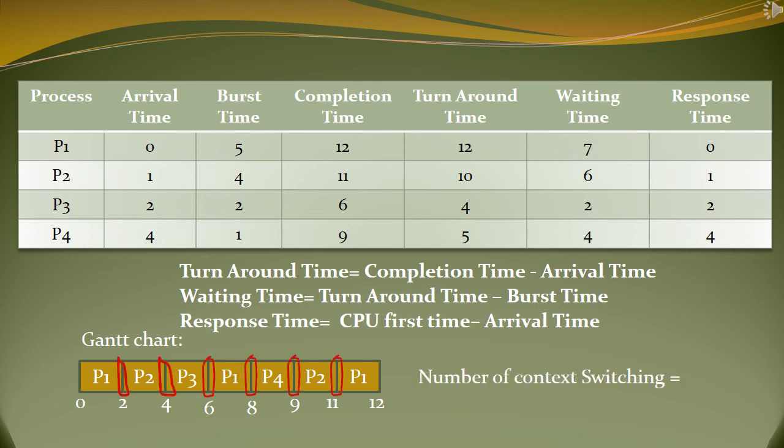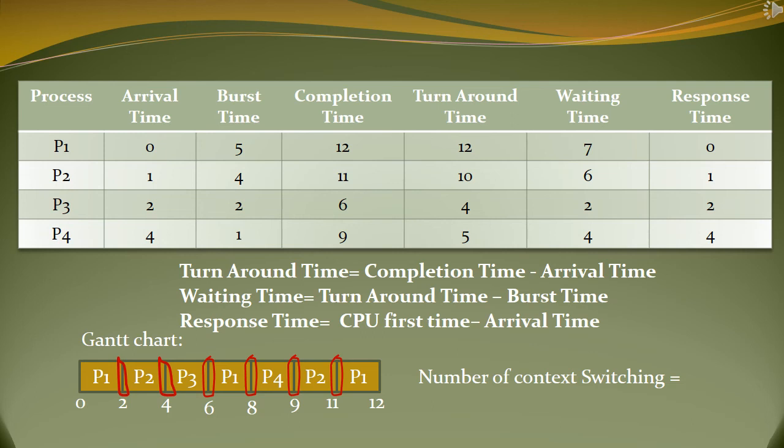Now we will calculate the number of context switching in this round robin CPU scheduling method. Here at first P1 is saved and P2 is executed. So context switching happened here. The first time the context switching happened at time 2 and again at time 4, at time 6, at time 8, at time 9 and 11. At the arrival time 0, and at the completing time 12, no context switching happened.